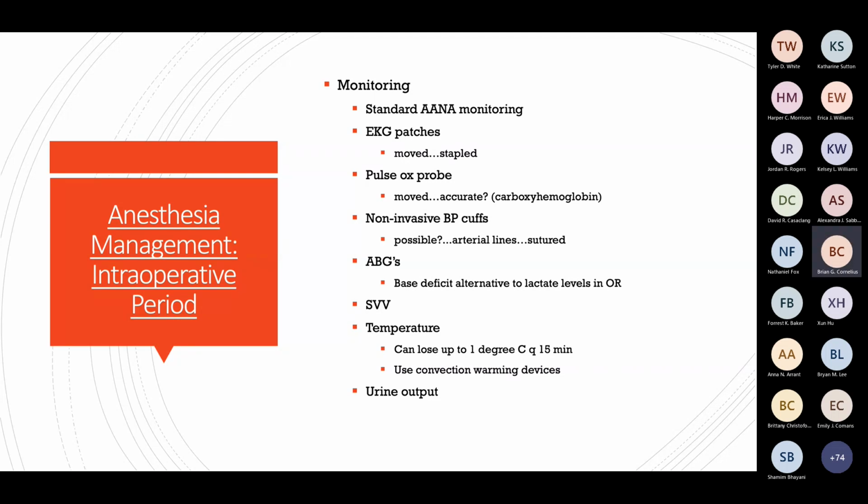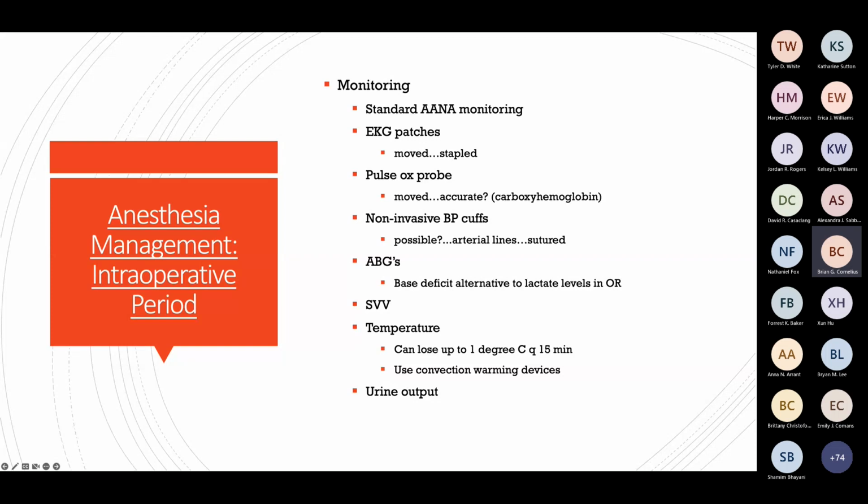Other things you have to think about, your pulse ox probe. Pulse oxes may not read real well through burn tissue. You may also not want to put a sticker on a burn because it hurts. So you may move it someplace else. You may go from fingers to ears, mouth, toes, those sorts of things. You may have a hard time getting an accurate measurement because of carboxyhemoglobin levels.